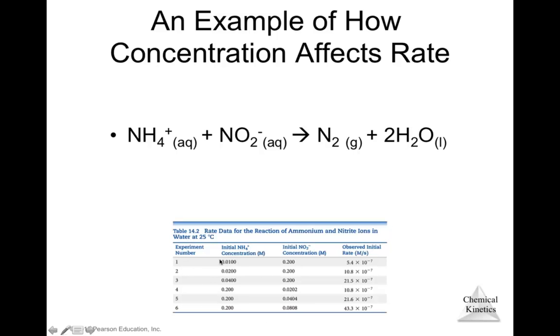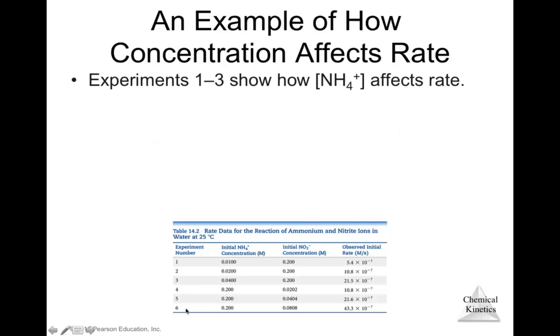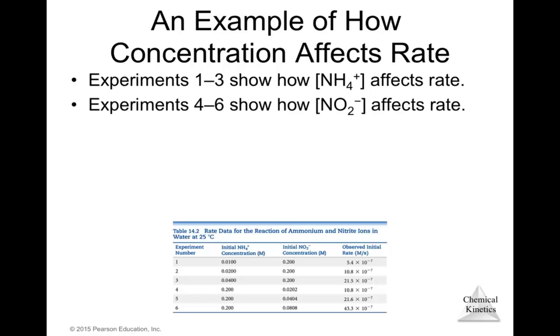Experiment 1 is done with these two concentrations, and when we add both concentrations, we measure the initial rate. For the second experiment, these two concentrations, we measure the initial rate, and so on for the other experiments. So as I told you, from 1 to 3, we're going to see the effect of NH4 on the rate, and from 4 to 6, we're going to see the effect of NO2 on the rate of the reaction. Okay, so that's how we can determine the effect of the change of concentration on the rate of the reaction.